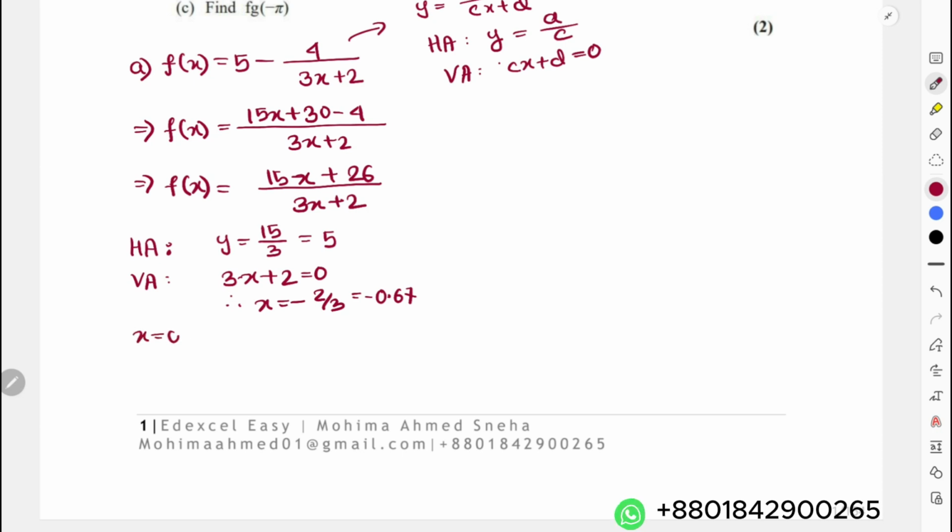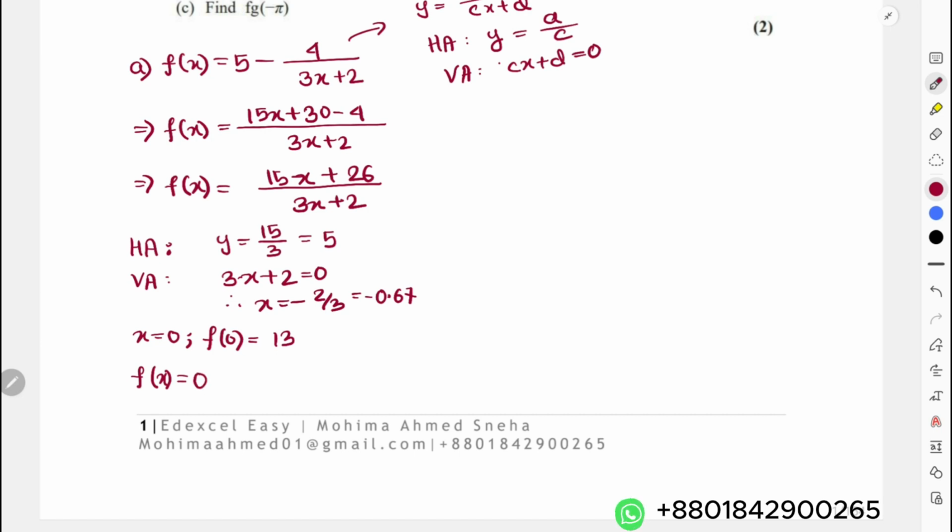So when x equals 0, f of 0 is actually going to be 26 over 3, right? Because 15 and 3 are multiplied with x, and x is 0, so they cancel each other out, and you will be left with 26 over 2. So you get 13.